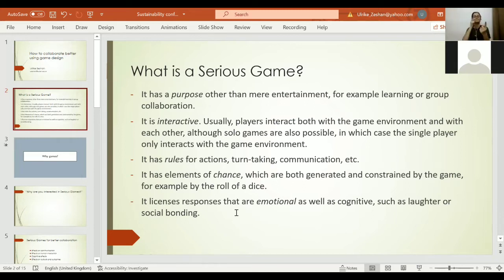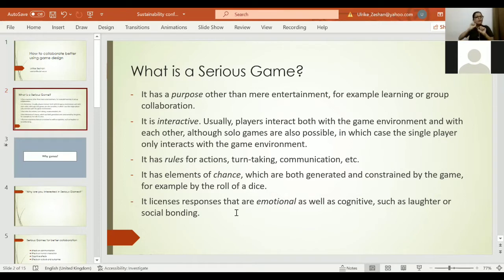And then, of course, games have rules for actions, how you take turns between the players, how you communicate. Also, the game will have elements of chance, so they are generated and constrained by the game rules. For example, rolling a dice gives you an element of chance, like who is the next player.